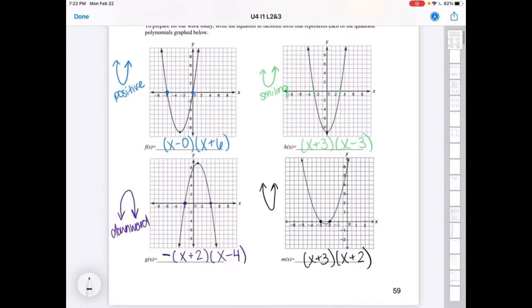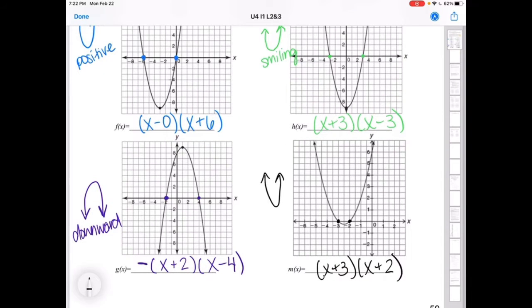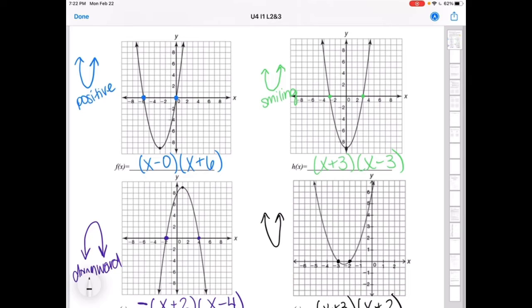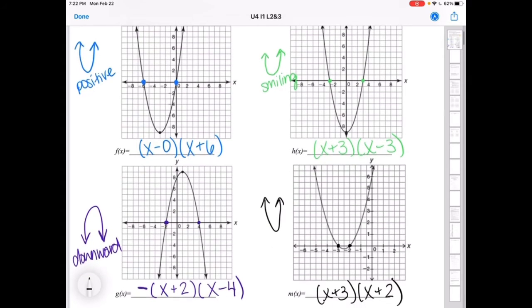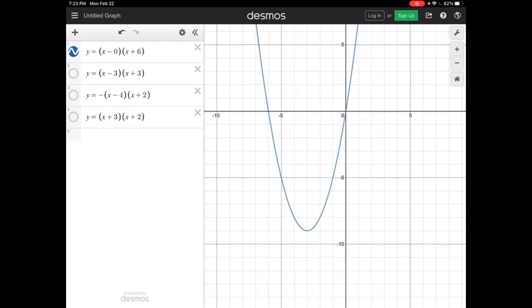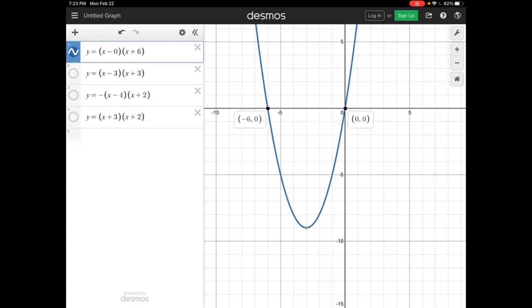Now I'm going to go one step further and prove it to you. So I'm going to graph these exactly the same way that I color-coded them here on Desmos. So if I have x minus 0 times x plus 6, which another way you could have written it is x times x plus 6, because x minus 0 is just x. And here's my graph. And you can see that it's exactly the same. You could even double check the vertex on this graph and the graph in your book.